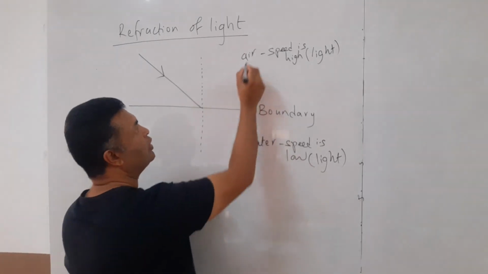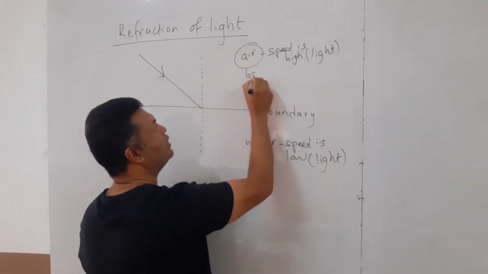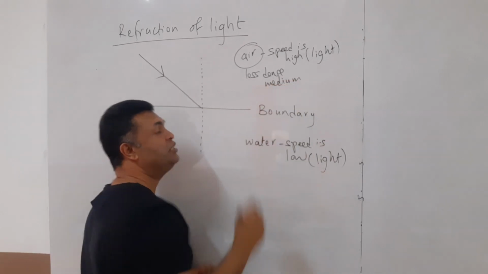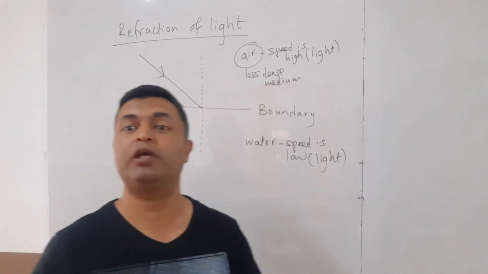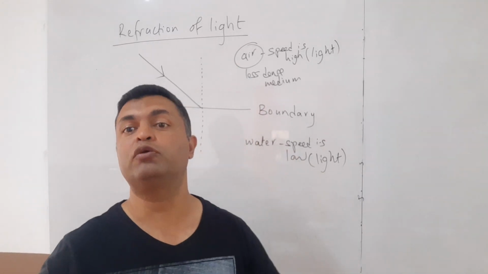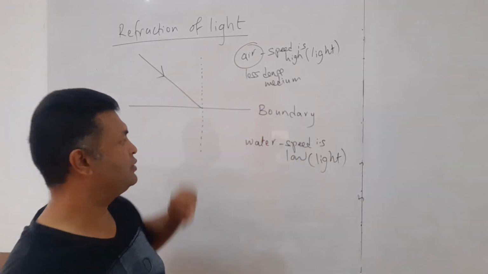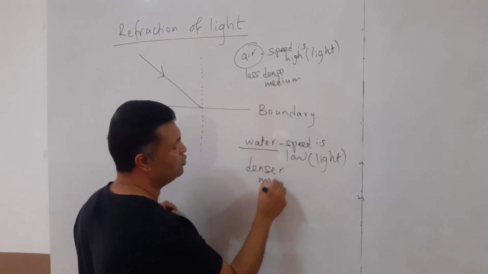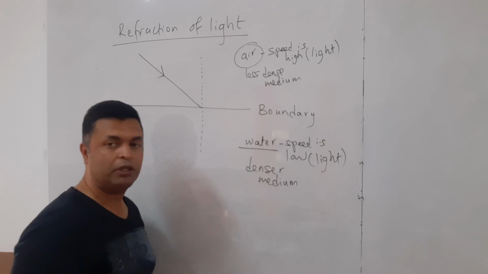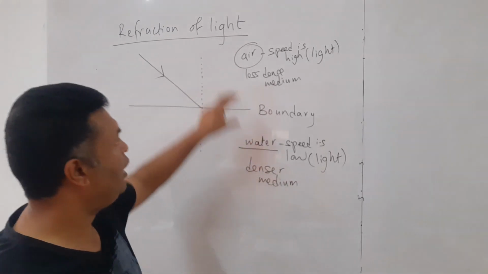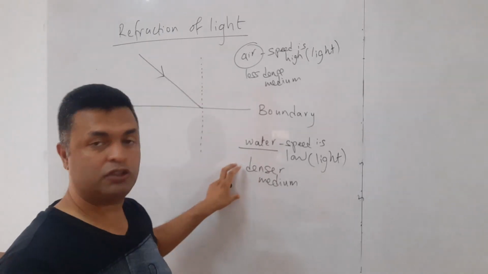So we say that air is a less dense medium. Why do we say that air is less dense? Because it is a gas, so the molecules are far apart. Then you have water, which is a denser medium, because in water the molecules are closer together. So you have air, a less dense medium, and you have glass, a denser medium.